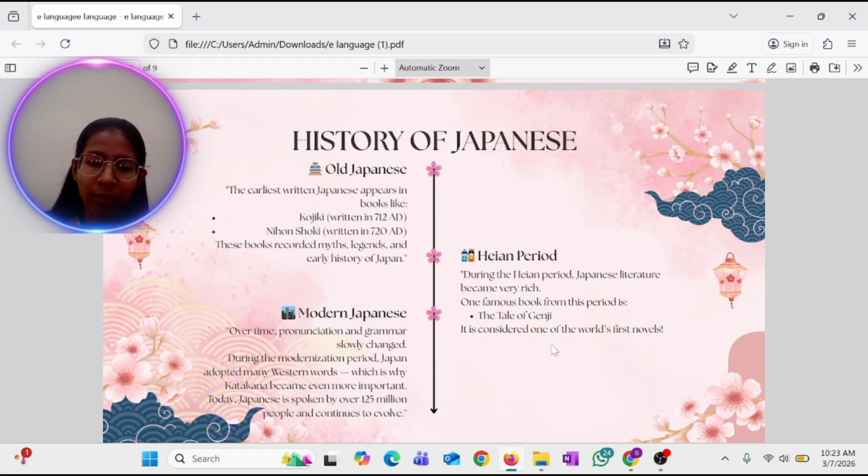And now the third period, which is known as modern Japanese. Over time, the pronunciations and grammars have slowly changed and evolved. During this period, Japanese adopted many Western words. Because of that, katakana has become very important. Today, Japanese is spoken by 125 million people and continues to evolve. So these were the three periods recorded in the history of Japanese culture.